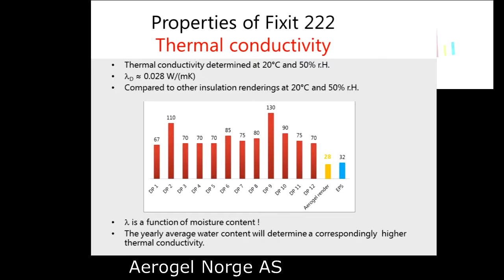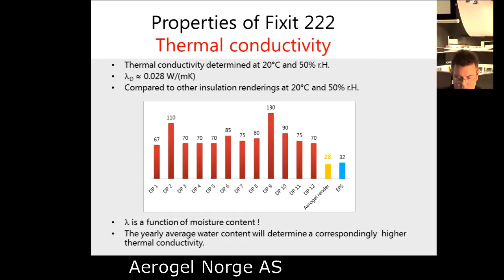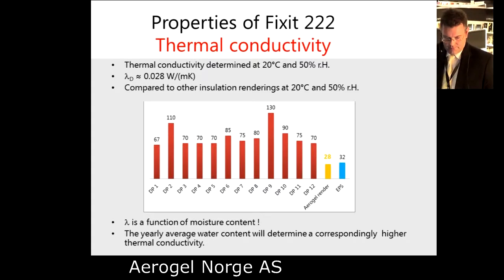The diagram shows different insulating renderings in comparison. These ones with 70 and 80 milliwatts are the ones with polystyrene as light additive, and the other ones with between 85 and 100 milliwatt are typical products with expanded perlite as light additives. The Fixit 222 is 2 to 3 times better than the traditional products and even better than polystyrene foam.